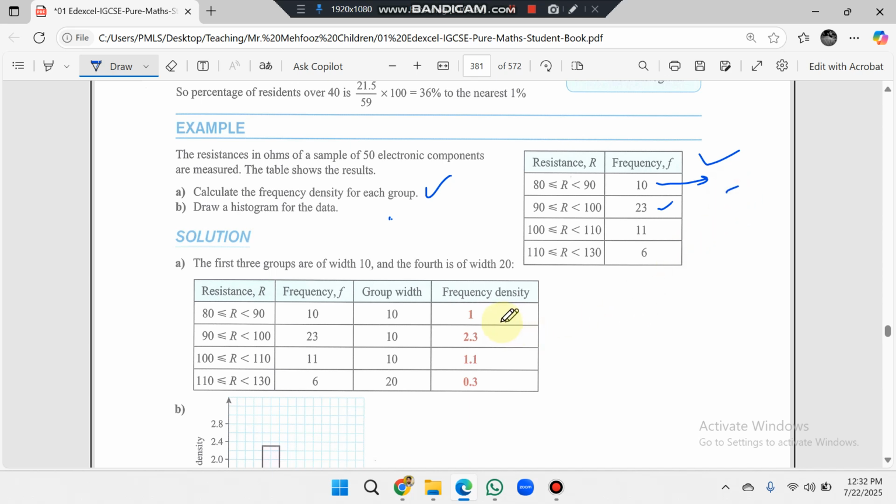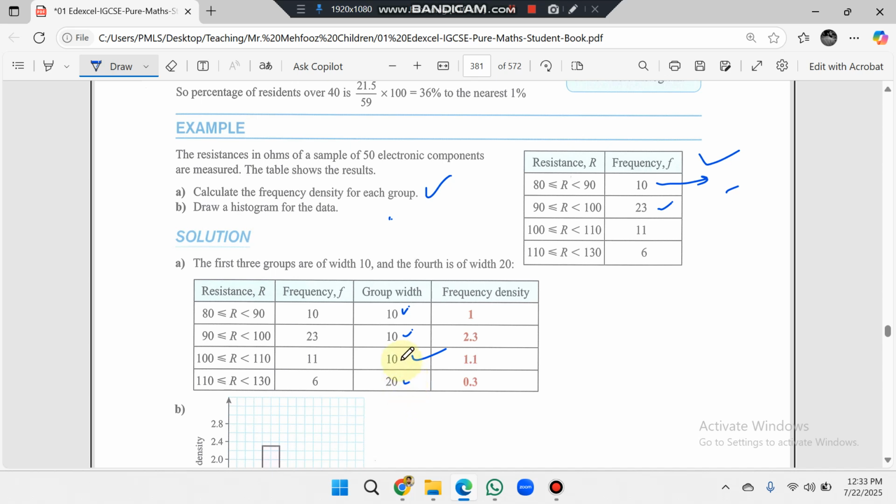So first of all we have to find the class width or group width. So you can see that 80 to 90, its group width will be 10, 90 to 100 also 10, 100 to 110 also 10, and 110 to 130 that will be equals to simple 20.